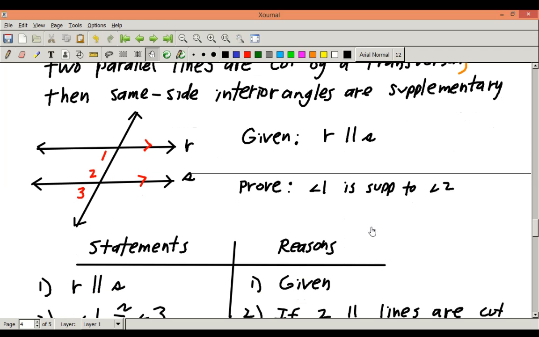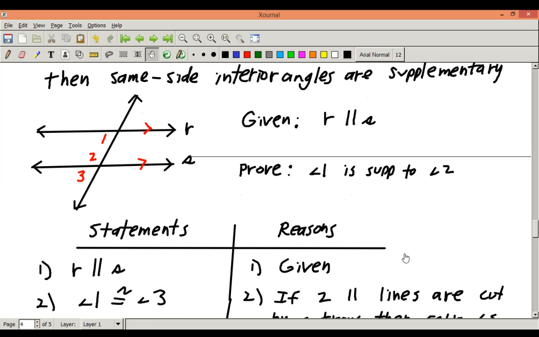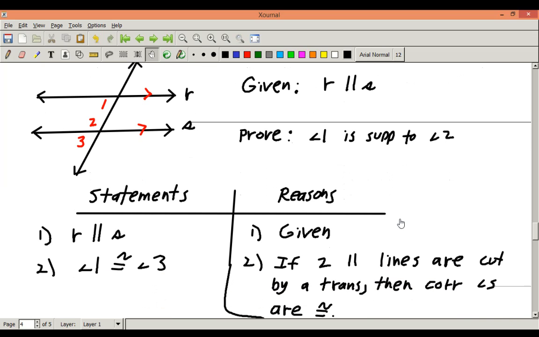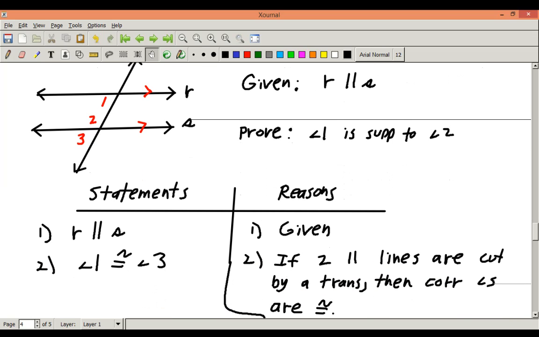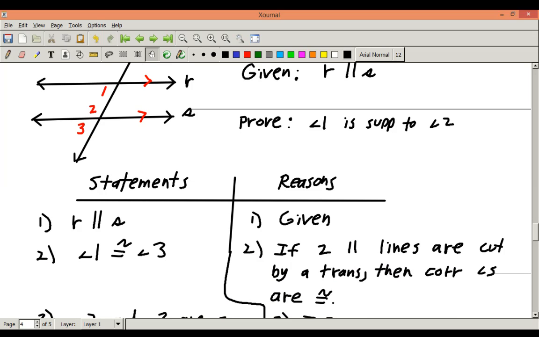Okay, let's do our proof. As usual, the first statement is what's given. So line R is parallel to line S. That's given. Statement number 2, angle 1 is congruent to angle 3. We've been there before. Those are corresponding angles. And we got a postulate for that. If two parallel lines are cut by a transversal, then corresponding angles are congruent. So we have that. Angles 1 and 3 are congruent.